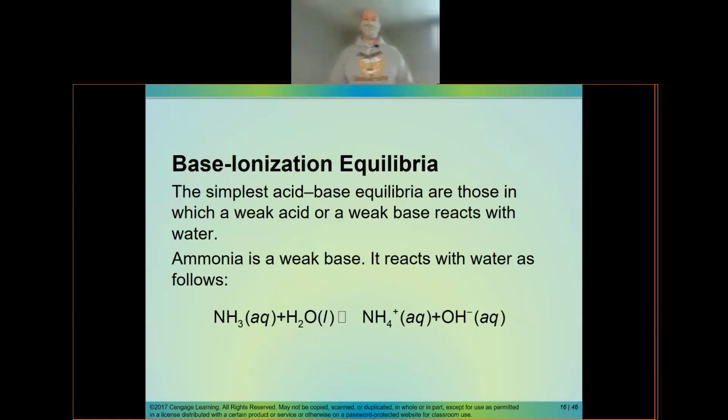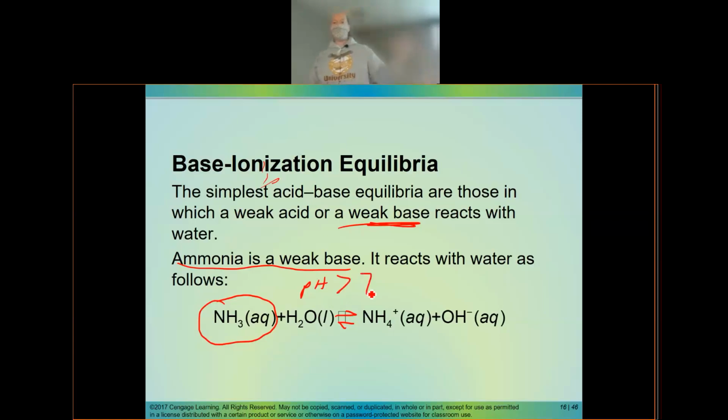All right, so now we're going to do some base ionizations. All right, and so here we're going to have a weak base. And you need to know that ammonia is a base. It is a very, very common weak base. So if we stick ammonia in water, what we can say is, well, we know the pH is going to be greater than 7. You stick a base in water, pH has to be above 7. All right, it is basic.